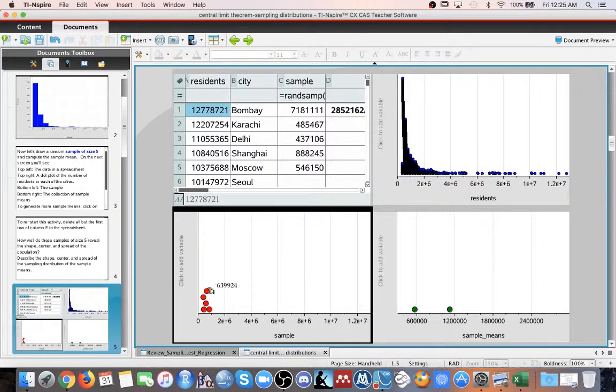Right now this is a completely random selection of the 1,000 cities in the list in the top left section. Here's a city that had around 640,000 people, and this one was 394,000. Notice the scale. It's from 0 to 1.2 million. I'm sorry, that's 12 million.